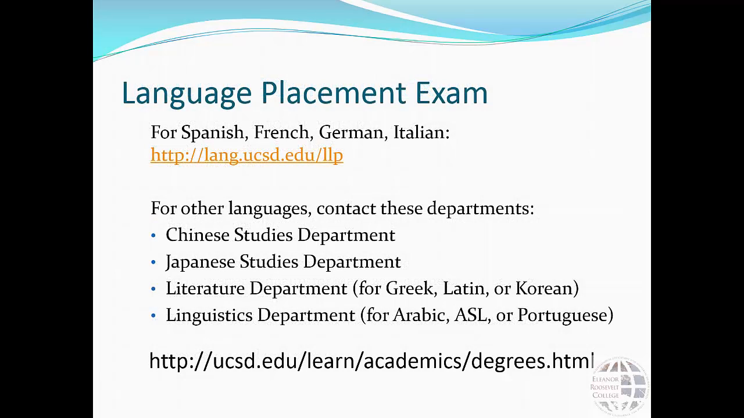If you do not have AP or IB credit, or a transfer course to help you place into a foreign language course for either your major requirements or ERC GE requirements, you should take the language placement exam. Online placement exams are available for Spanish, French, German, and Italian. If you are interested in another language, please contact the appropriate department listed on the screen.